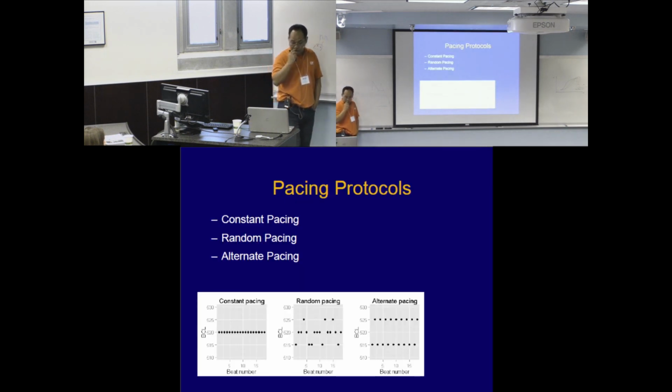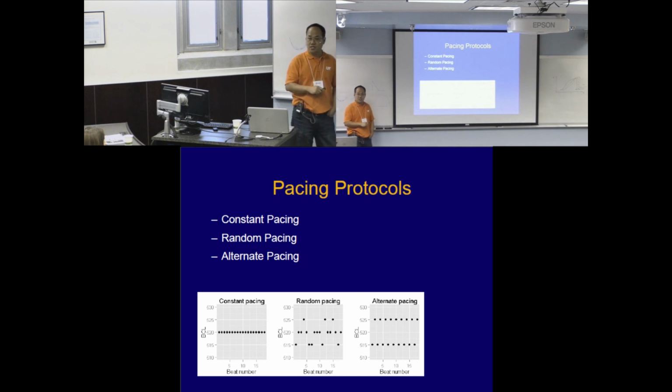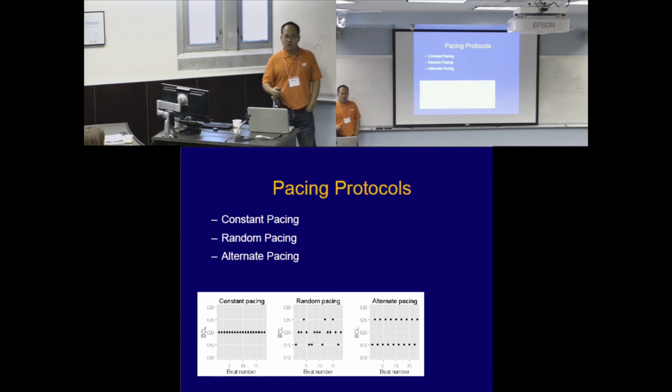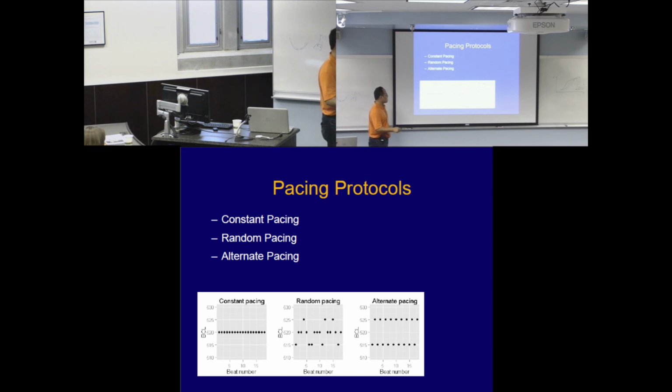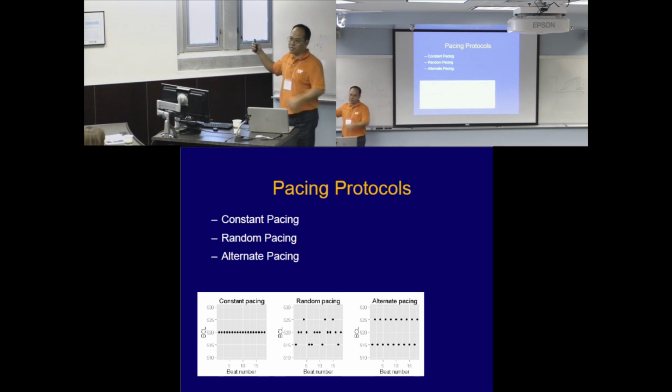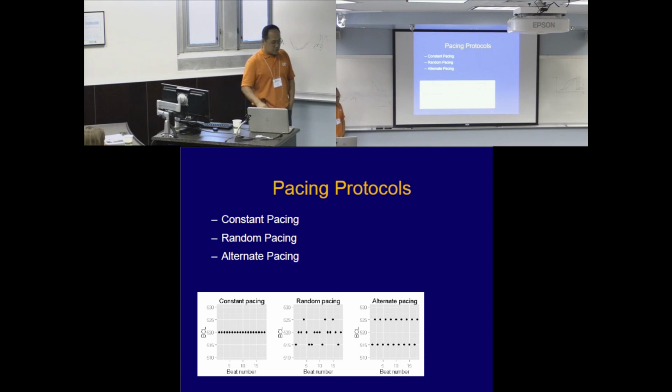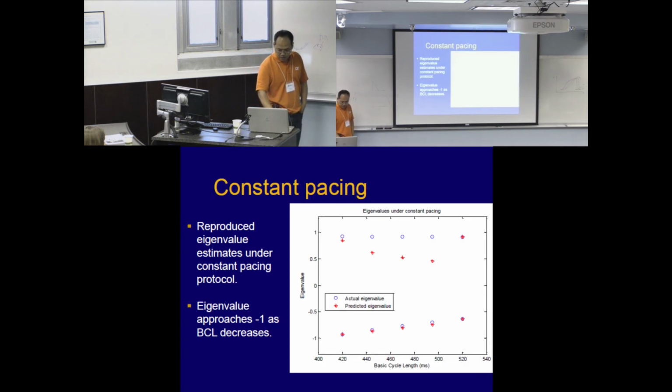We explored several different pacing protocols. Constant pacing, that is the most commonly used technique, right? You stimulate with periodic stimulation. And you can also do random pacing, which is probably more similar to the natural pacemaker in the heart. Or you can do alternate pacing, meaning I give a longer BCL, followed by a short one, then another longer one, followed by another short one, and so on. So we studied those 3 different pacing protocols.